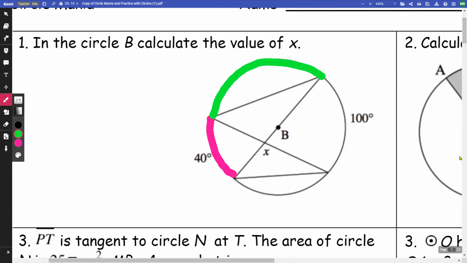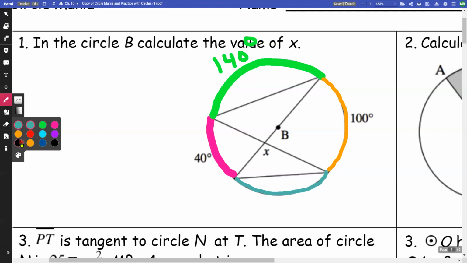So this is going to be 140 degrees. Now on the other side, I know that this is 100 degrees. So I know that this piece right here is going to be the rest of its 180 degrees, okay, which is going to be 80 degrees.